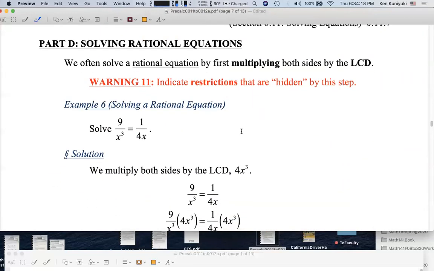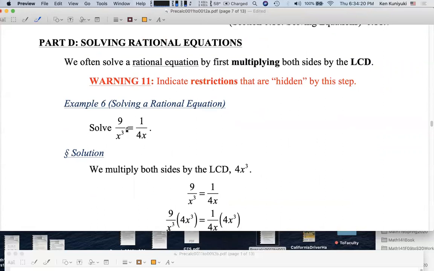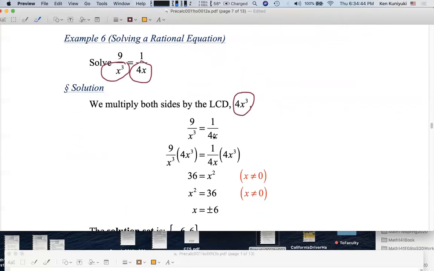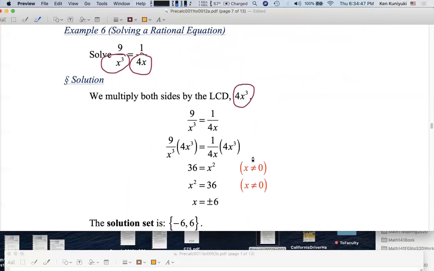When solving rational equations, for example, 9 over x cubed equals 1 over 4x, you might want to look for the LCD, the least common denominator. X cubed and 4x, in a way the smallest thing they both divide into nicely is 4x cubed, the LCD. Both x cubed and x go nicely into x cubed. We can multiply both sides by 4x cubed with the understanding that we can do that as long as x is not 0.